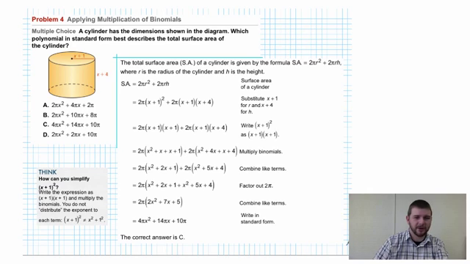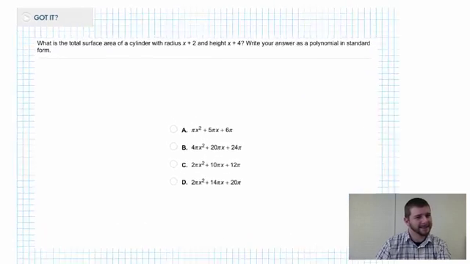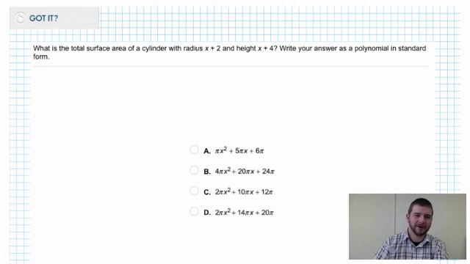So again, just a good application of using these skills of multiplying binomials in order to solve a real-life type problem, since cylinders exist. And here's your opportunity to show that you have got it. What is the total surface area of a cylinder with radius x plus 2 and height x plus 4? Write your answer as a polynomial in standard form. Please make your selection from the choices below.